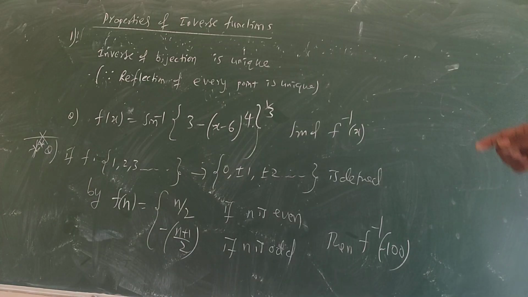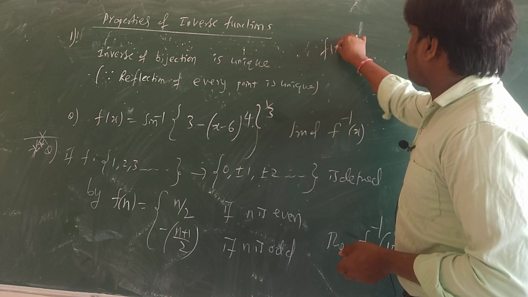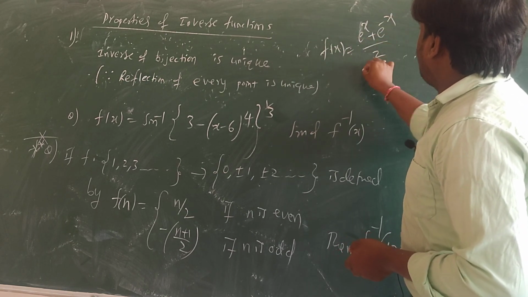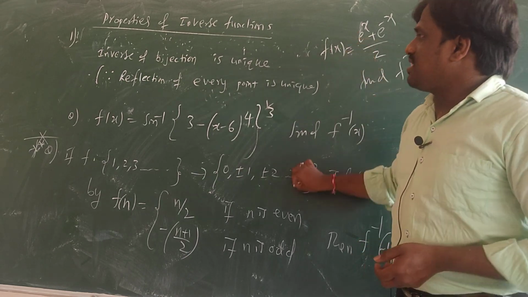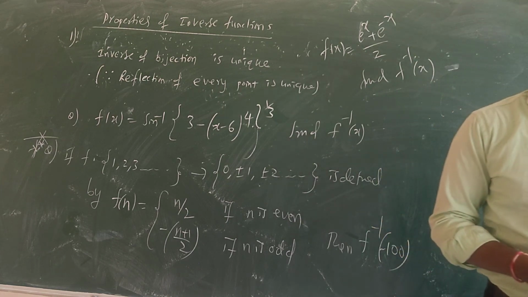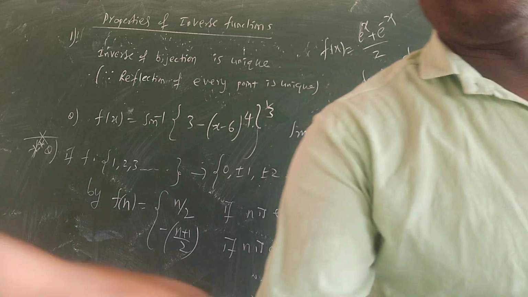So do homework these questions and come. Tomorrow I'll explain. Even find this, f of x is equal to e power x plus e power minus x by 2. Find f inverse x. Do all these 3 questions. Tomorrow I'll explain. You try today. If you are not getting it, tomorrow I'll explain. Right? Fine. Bye. Take care.